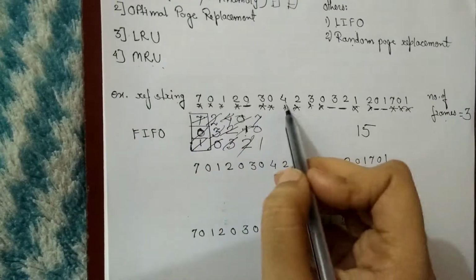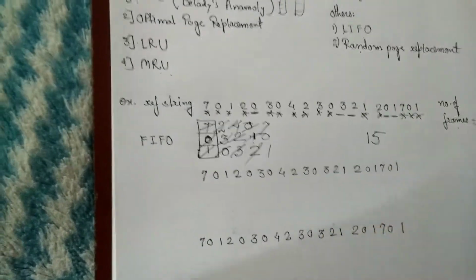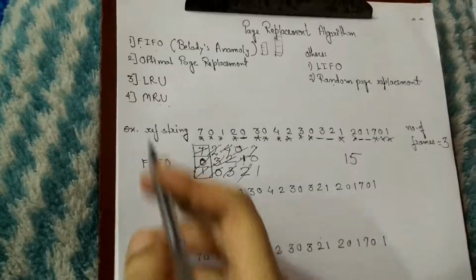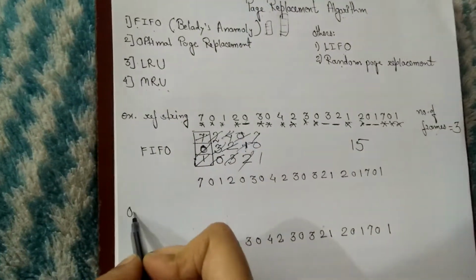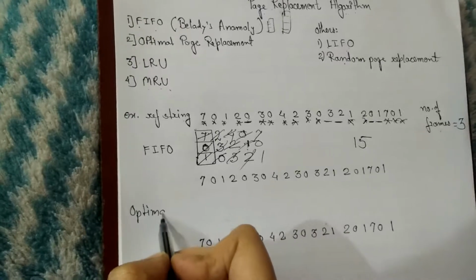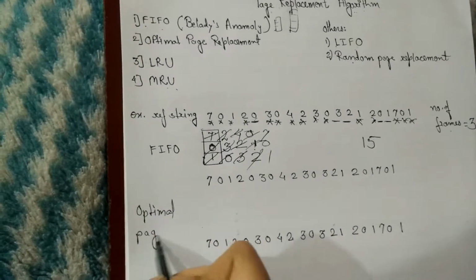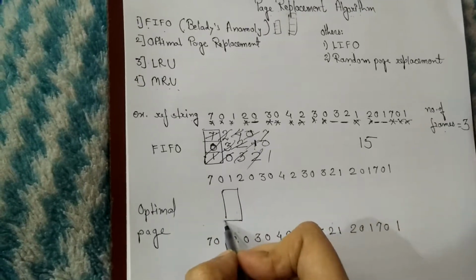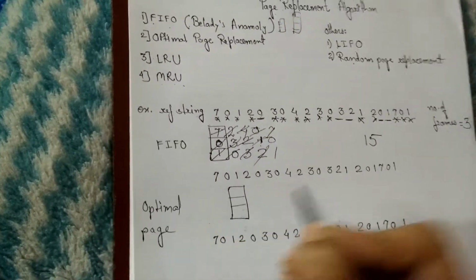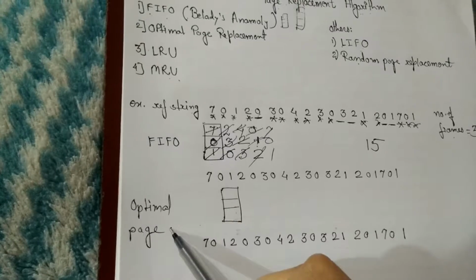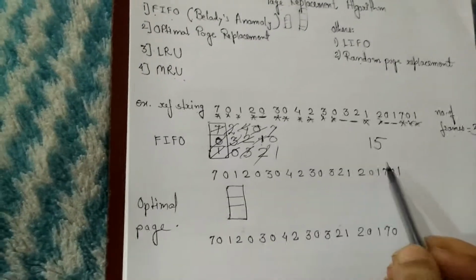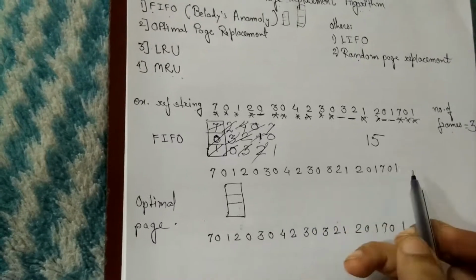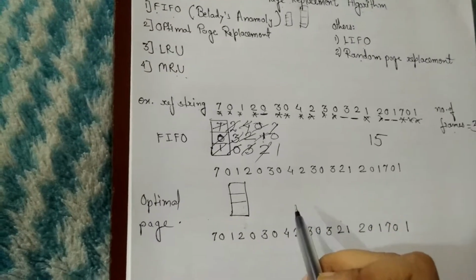Okay, so the star indicates that there is a page fault and the dash indicates that there is no page fault. Now let us take the next strategy, that is the optimal page replacement strategy. Again the number of frames is 3. The optimal page replacement policy looks at future references: the pages which will be used in the future will not be replaced.